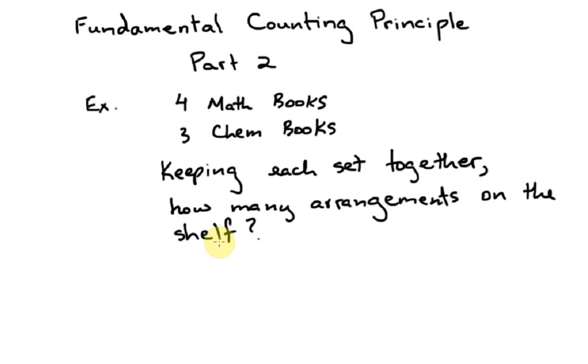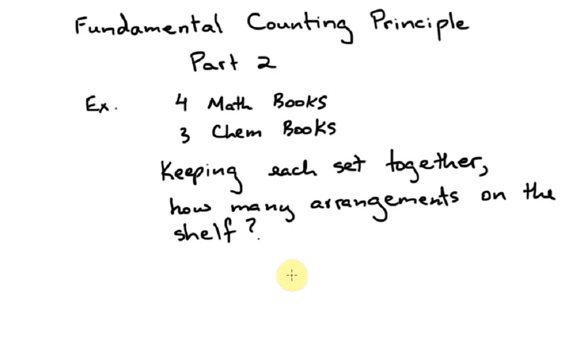And I've set up an exciting example. It's exciting because you have 4 math books and 3 chem books. And what you want to do is set them on your bookshelf and keep each set together. So you want to keep your 4 math books together and the 3 chem books together. And you want to know how many different arrangements you could make. What an exciting question this is.